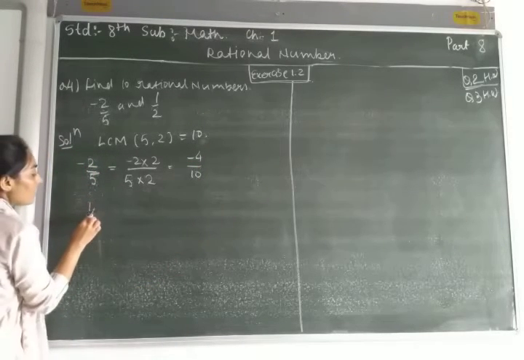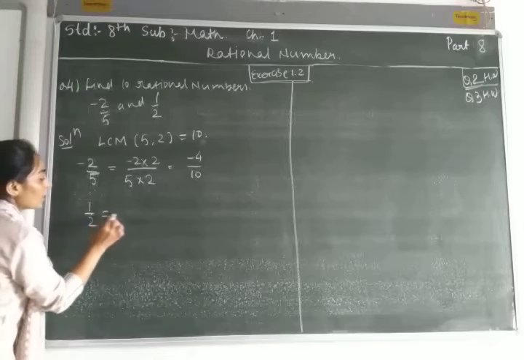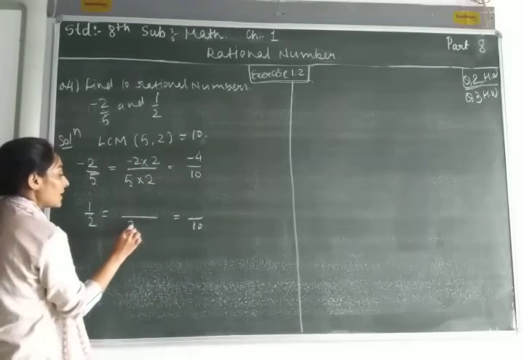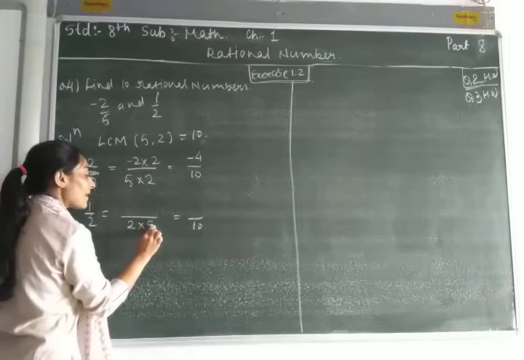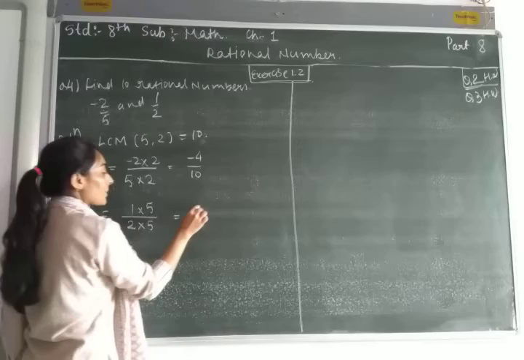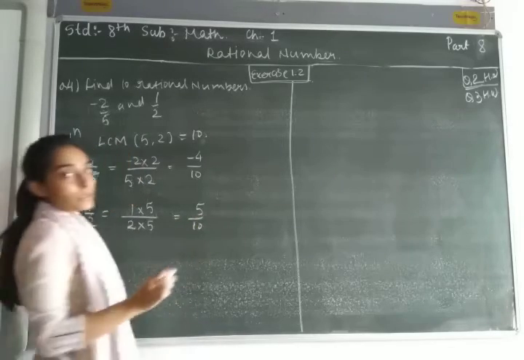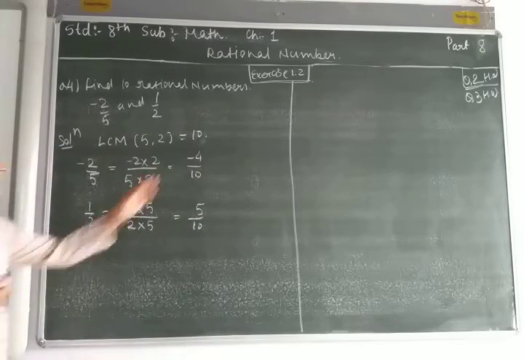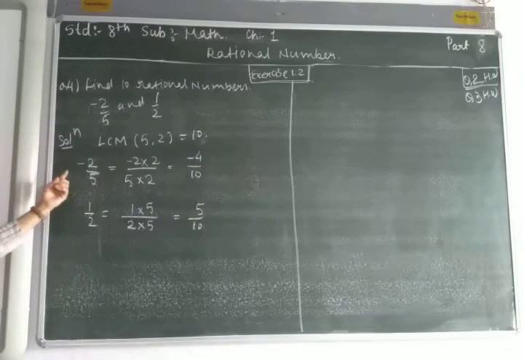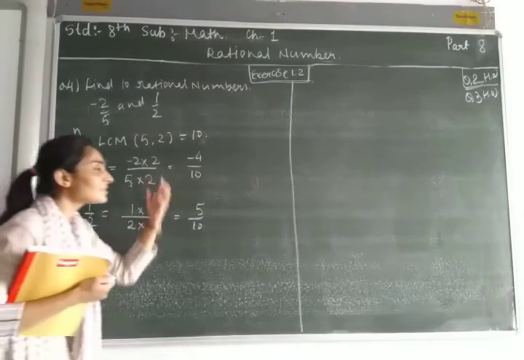Similarly, for 1 by 2, we want denominator 10. So multiply 2 with 5. Again, I have to multiply the numerator with 5 also. So I am getting 5 by 10. When you write it in simplified form, you will get this form only. All these things you have learned.